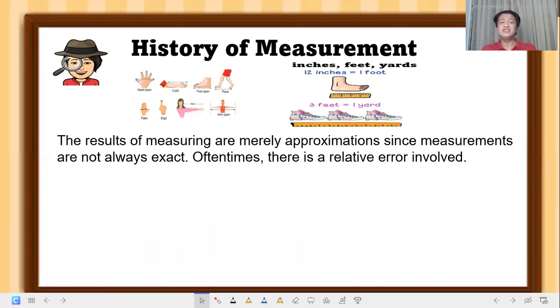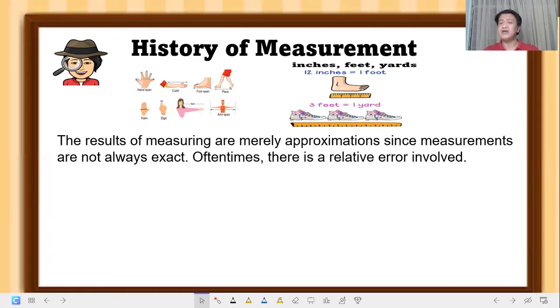So with that, the results of measuring are merely approximations. Kumbaga, kung mapapansin natin, no, they are just simply approximate. Tinatantya lang natin, no? Okay, kaya nga siya non-standard. Yun yung ibig sabihin nun. The results of measurement are merely approximations since measurements are not always exact. Kaya hindi pa rin siya accurate, although napalitan na siya, yung non-standard from the body parts. So oftentimes, there is relatively error.